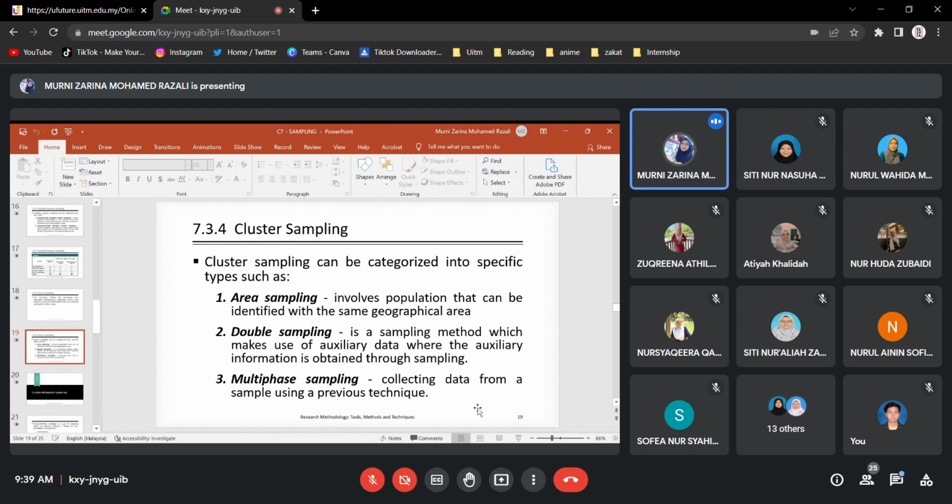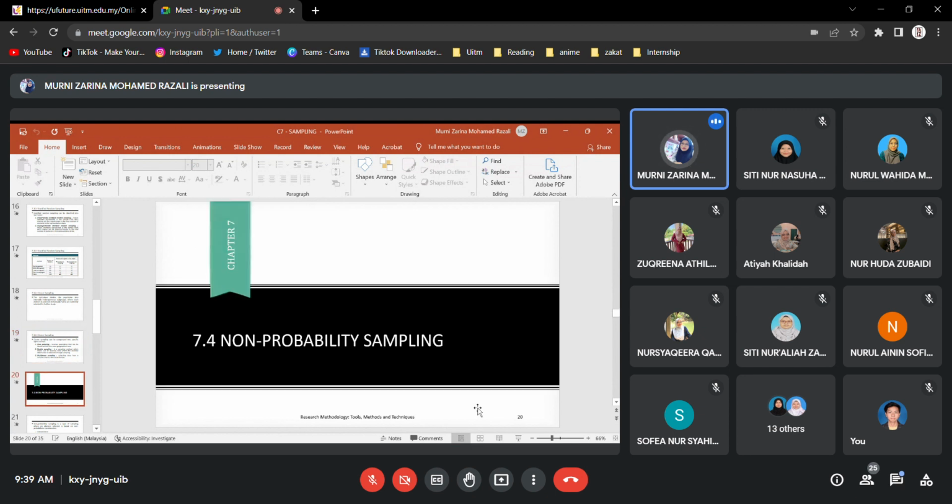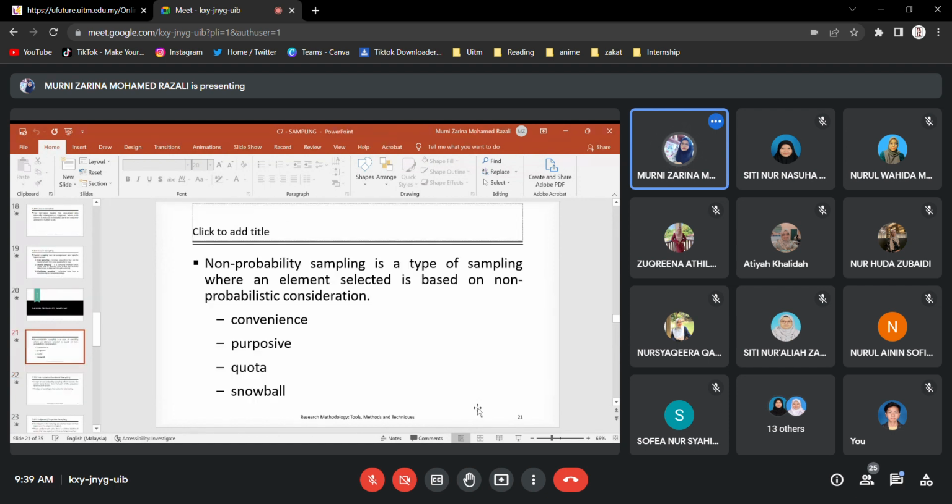Tapi bila size population tu terlalu besar, especially under probability sampling, kadang-kadang memang agak sukar untuk kita dapatkan the elements tu. Jadi menyebabkan probability sampling ni agak susah nak buat. Jadi kita ada satu lagi option iaitu non-probability sampling. Basically under non-probability, kalau you tanya saya, this is the easiest one, because you tak perlukan list nama. Kalau population you adalah student di A241 and 245, you tak perlukan list nama pun.